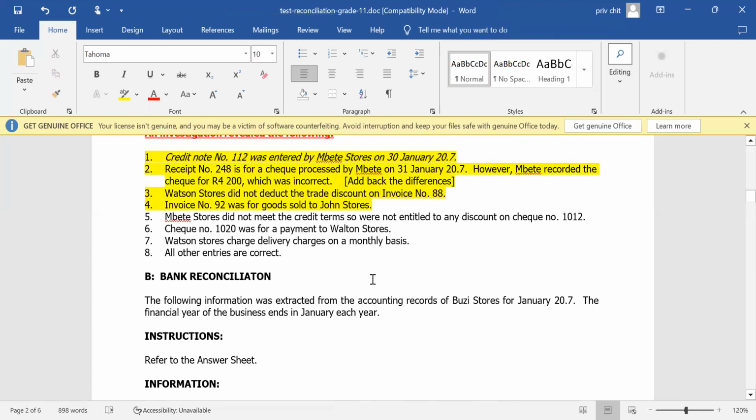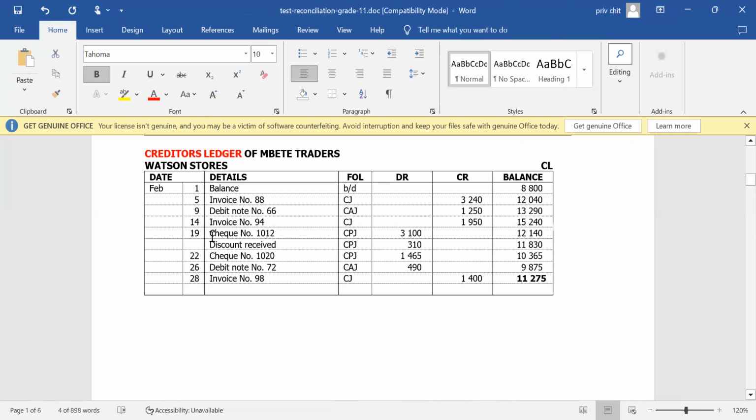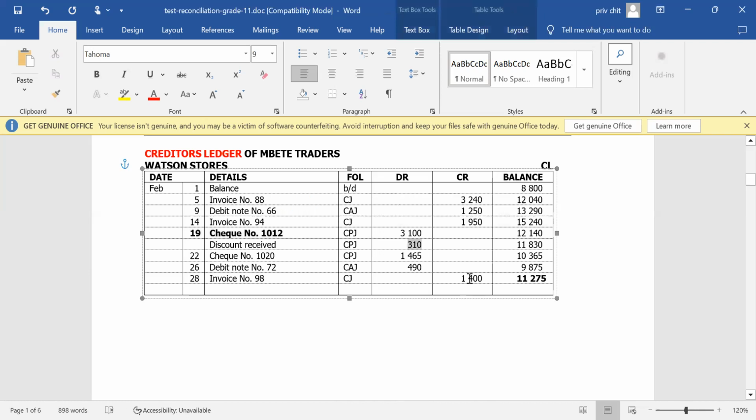Number 5, what does it say? Better stores did not meet the credit terms, so were not entitled to any discount on check number 1012. Check number 1012. All right, let's go and check number 1012. Here it is. So the discount is this one, 310. So they'd already subtracted it. So what are we going to do if they did not qualify? We add it back, right?